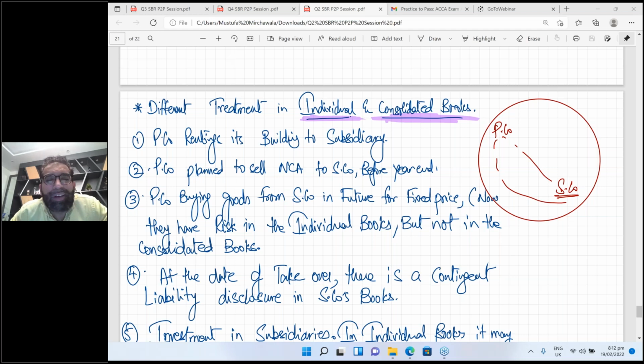But in the consolidated books, the family books, there is no risk, because consolidation is like a family, the group is like a family. In the group books there is no risk. So in the individual books, yes, hedge accounting is allowed, but in the consolidated books hedge accounting is not allowed at all. Did you understand?